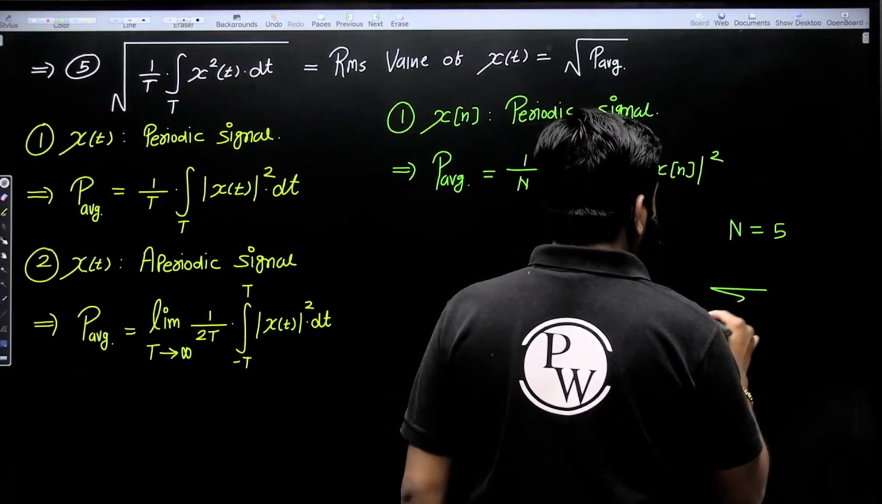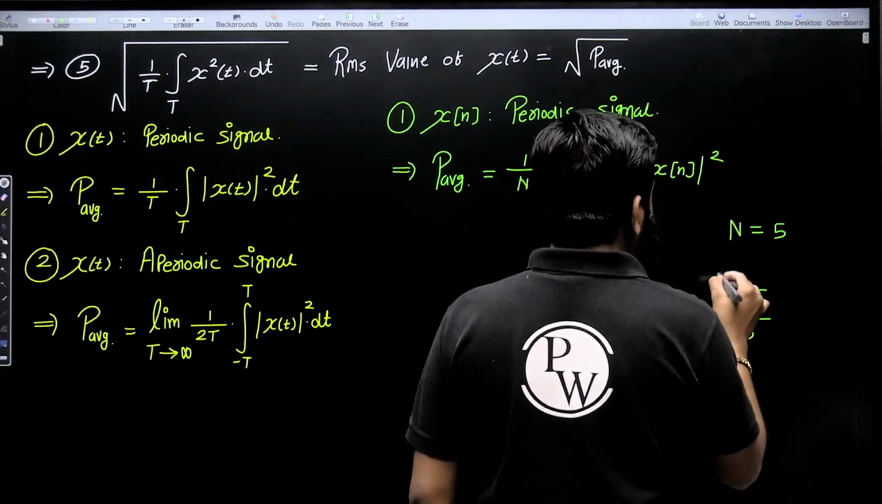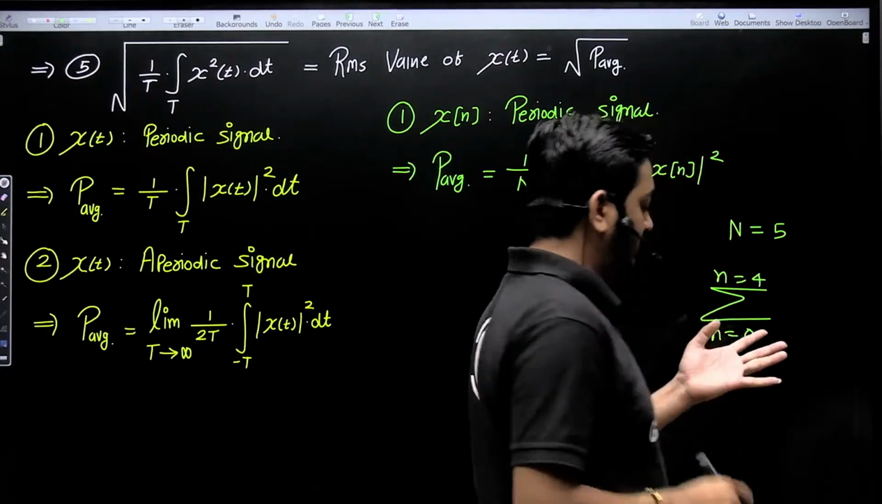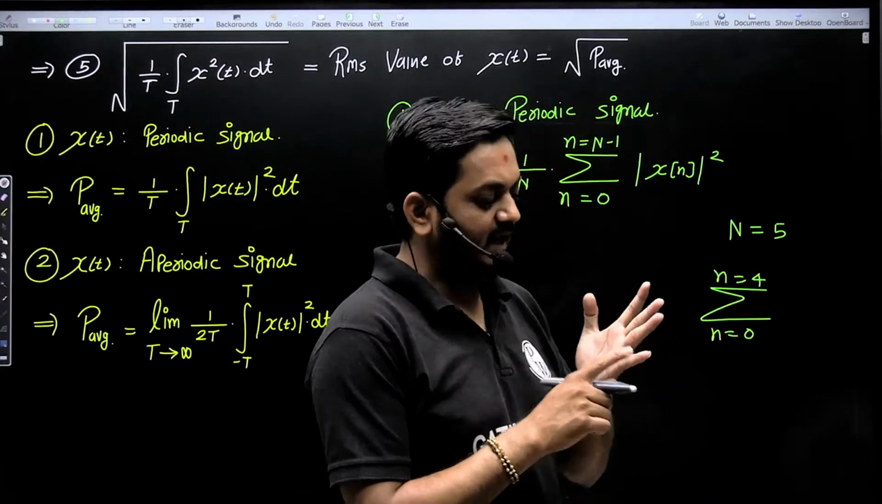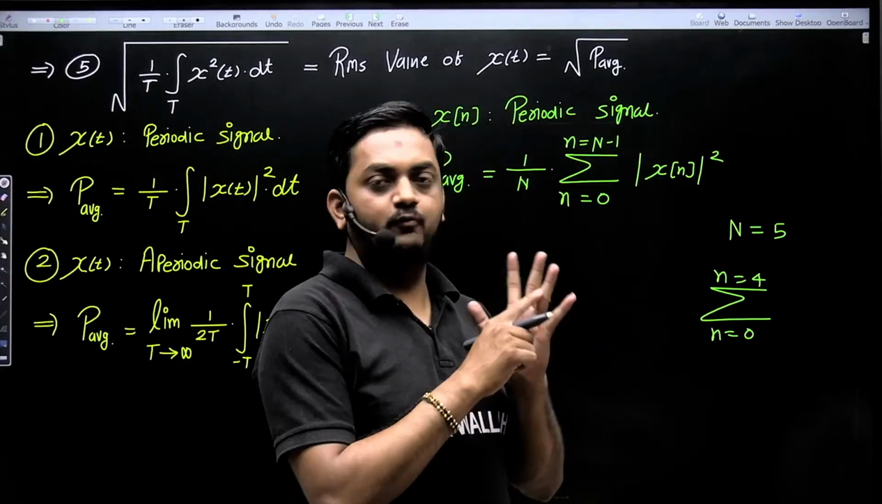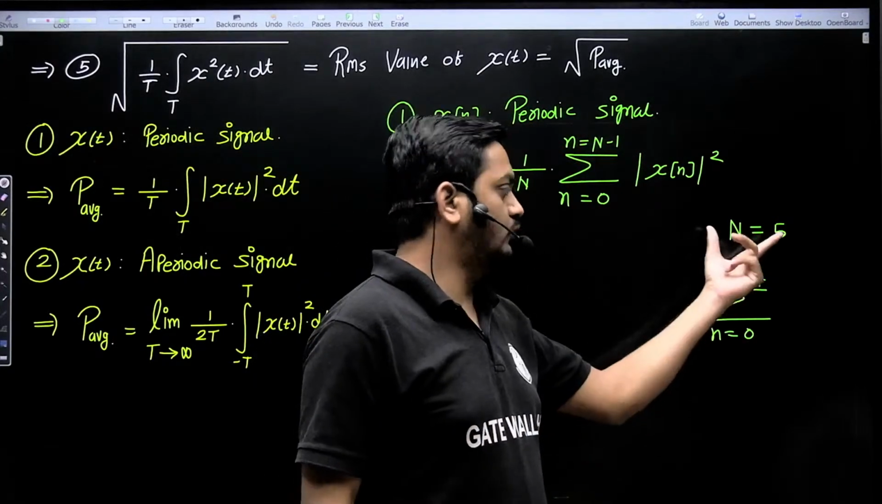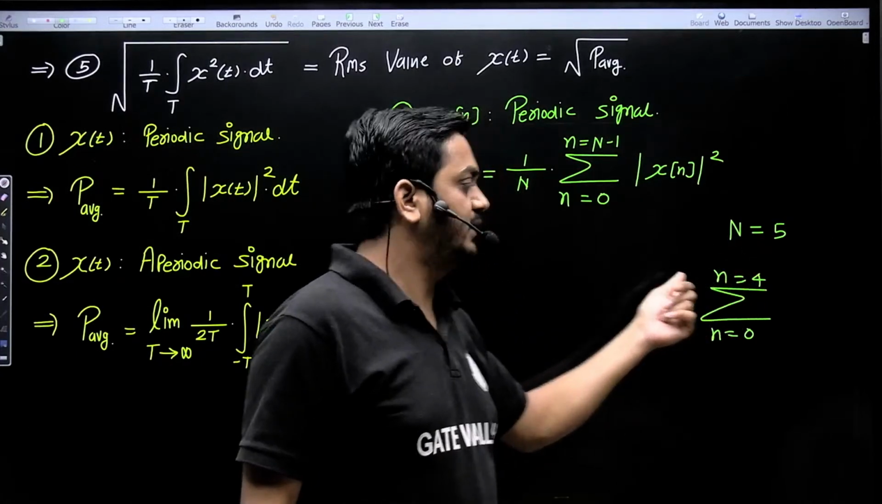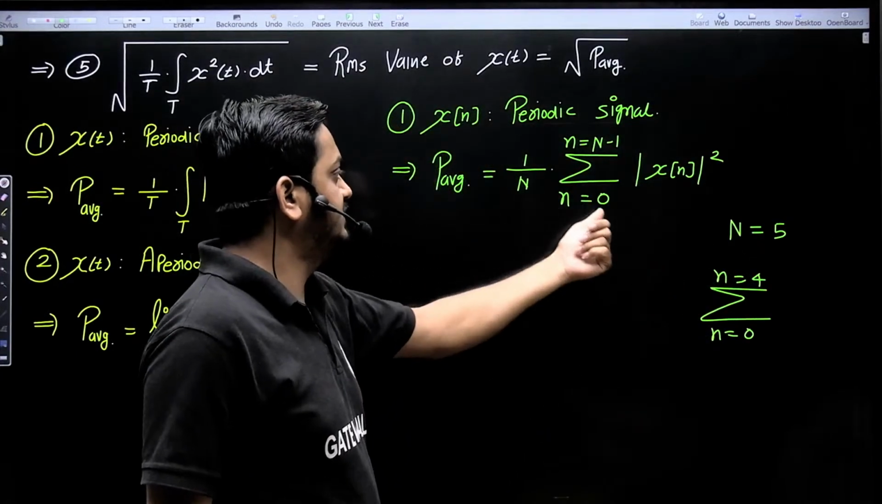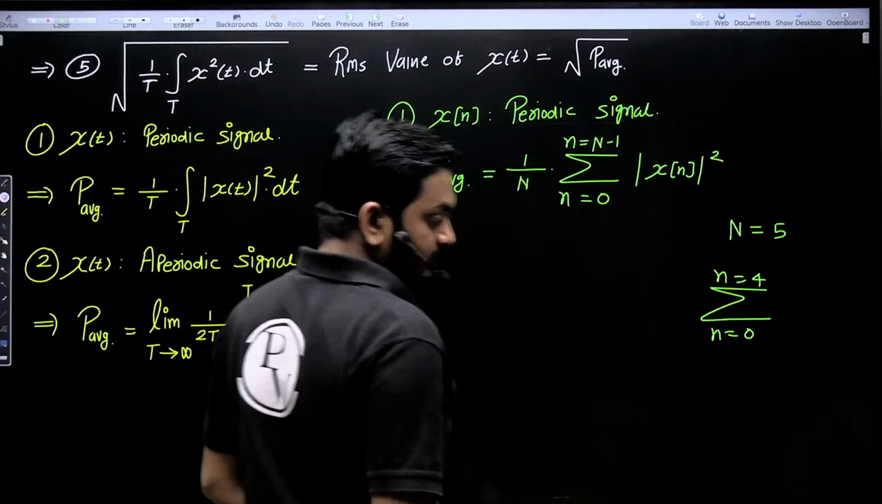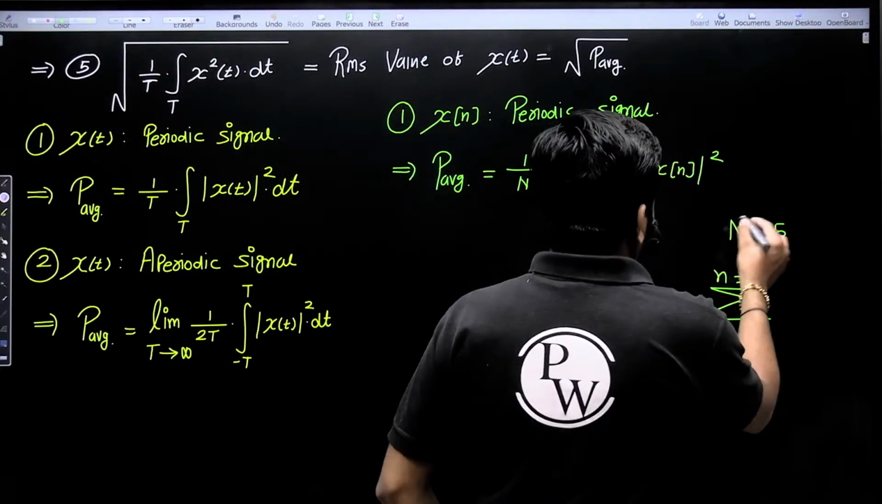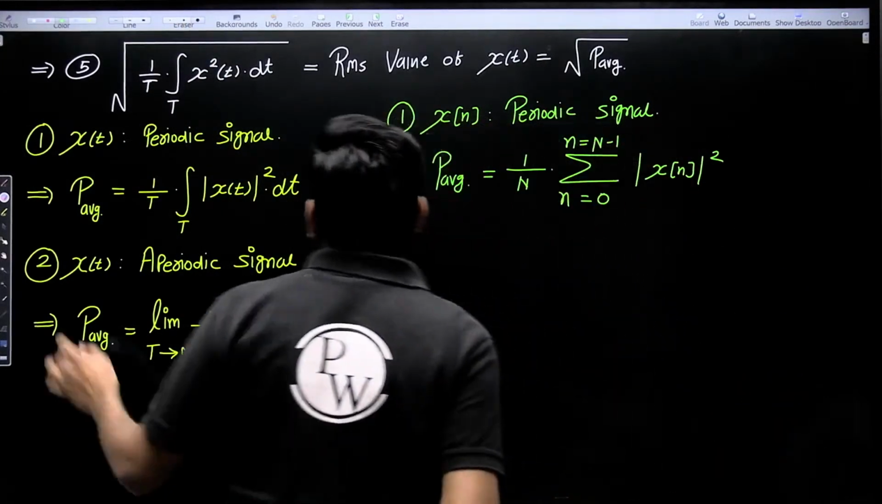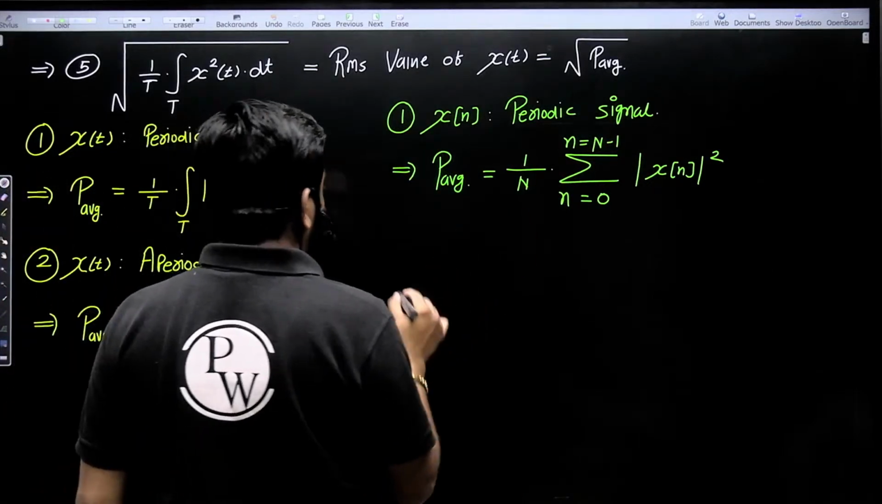Then the summation will be n from 0 to 4, and then 5, guys. n equal to 0, n equal to 1, n equal to 2, n equal to 3, and n equal to 4. So 0 to 4, total 5 samples will come into the picture. So that's why if the fundamental time period is capital N, then 0 to N minus 1. Clear? Okay, very good. And this is for the periodic signal.